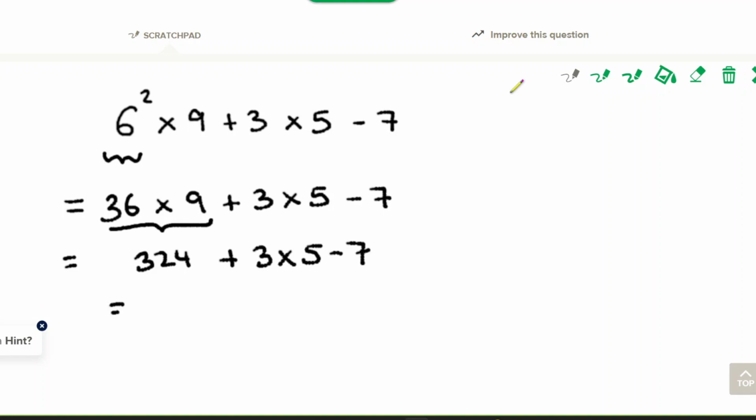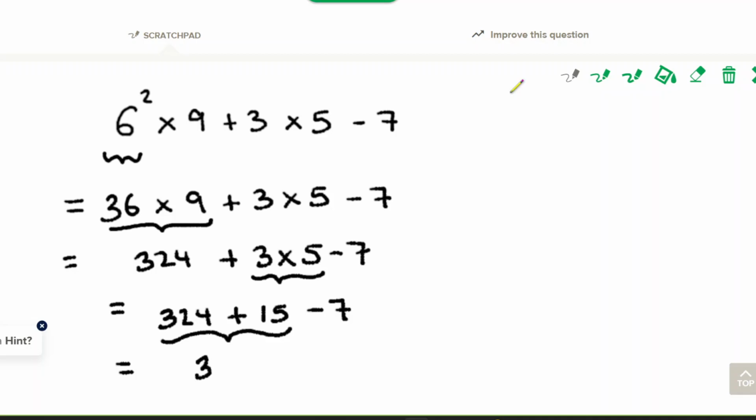And then the next operation I'm going to perform is this multiplication, the 3 times the 5, right? We do all multiplications and divisions from left to right before any additions and subtractions. So the rest of it stays the same, right? 324 plus, and then the 3 times 5 is 15. And then you have the minus 7. And now left to right, we do addition and subtraction. The first is an addition here, 324 plus 15, that'd be 339. And then we still have the rest of it the same, minus 7. And 339 minus 7 would be 332.